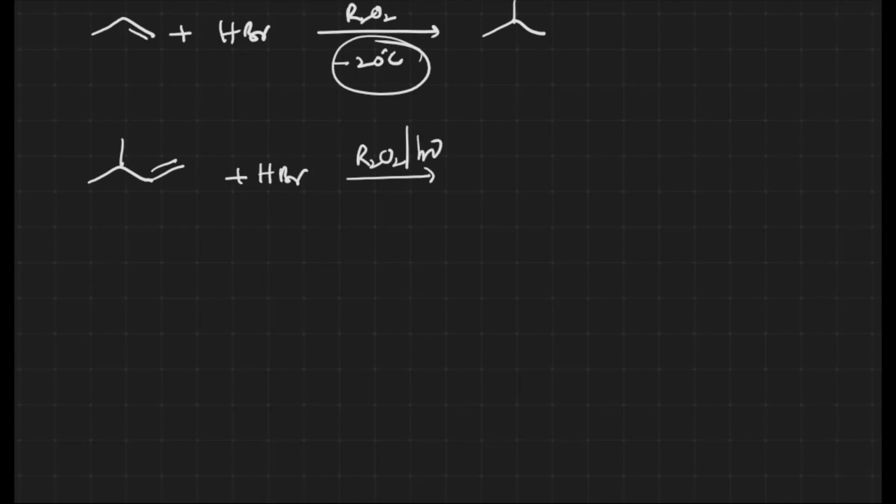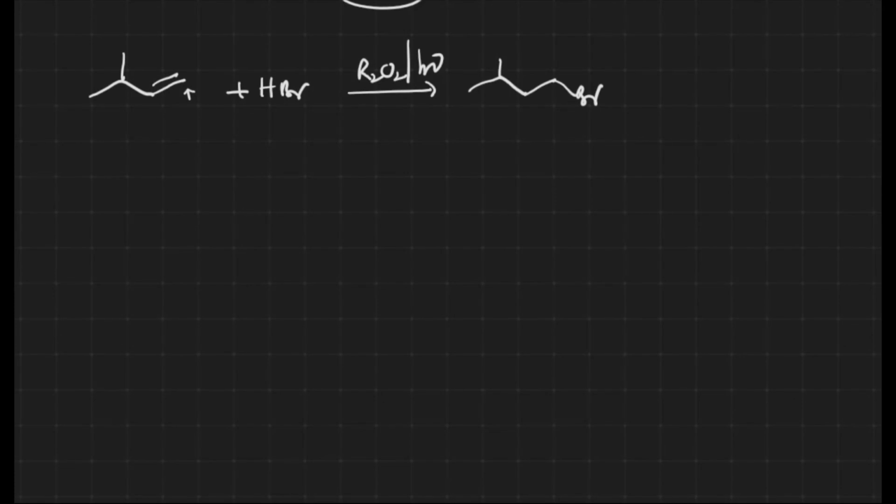With H nu, now here what happens? Bromine will go to the carbon which has more hydrogens, comparatively with the second one. Generally in electrophilic addition reactions, a carbocation is generated at this position, and there is a possibility of hydride shift or methyl shift, all those things we have discussed. But this is a free radical addition reaction, so we can't expect those kinds of rearrangements. That is why bromine will come here.